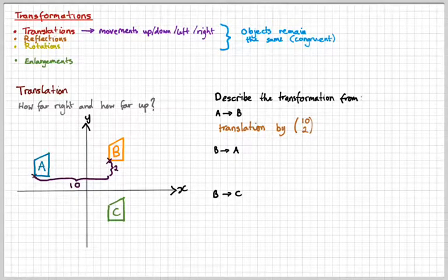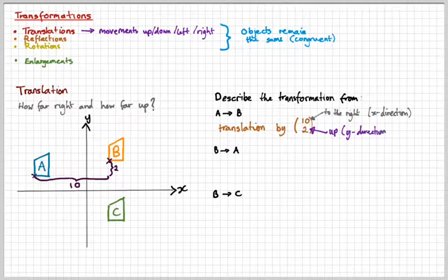This is called a vector. Vectors appear in translations, you may remember them, and we do a whole chapter on vectors towards the end of this academic year. So in this vector, the 10 says it's 10 to the right, or in the x direction, and the bottom number, the 2, says it's 2 up, or in the y direction.